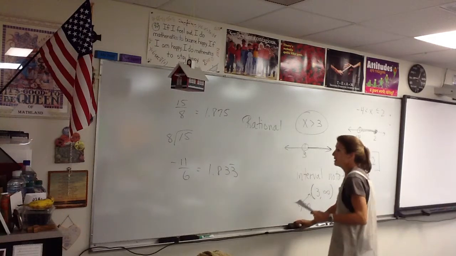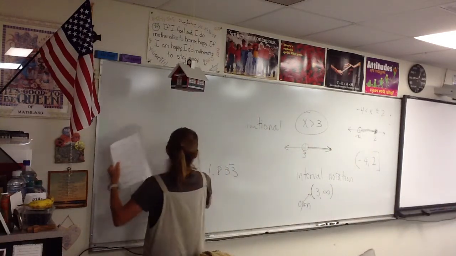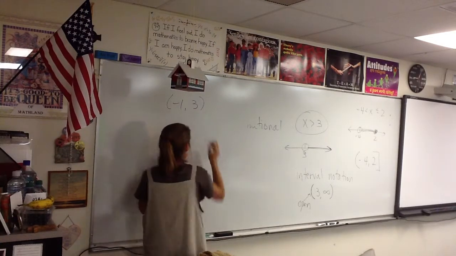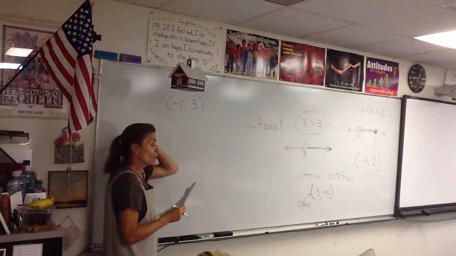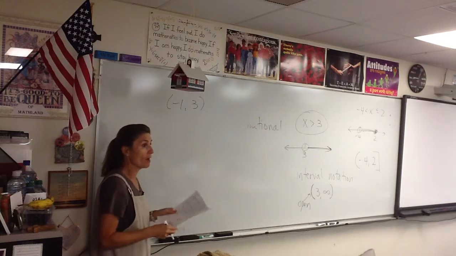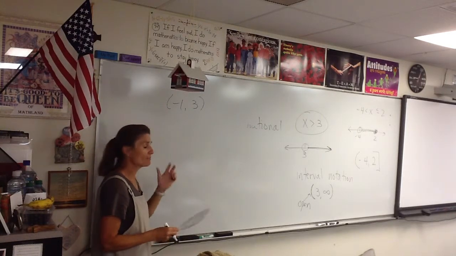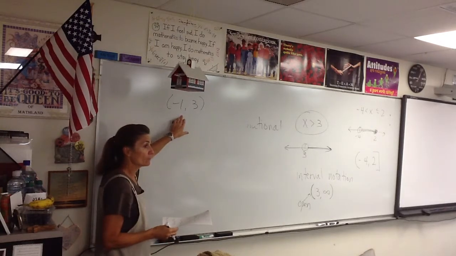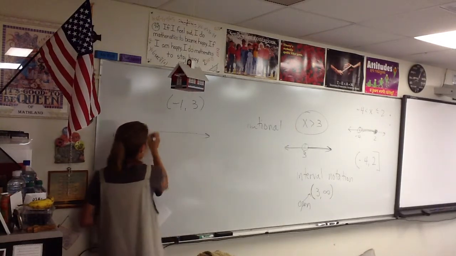Well, the next one, they actually gave to me as an interval. Now, I know that looks like an ordered pair. That looks like a point that you're going to plot, left 1, up 3. You have to just be careful and pay attention to the context. This is an interval. So what would that look like on the number line?